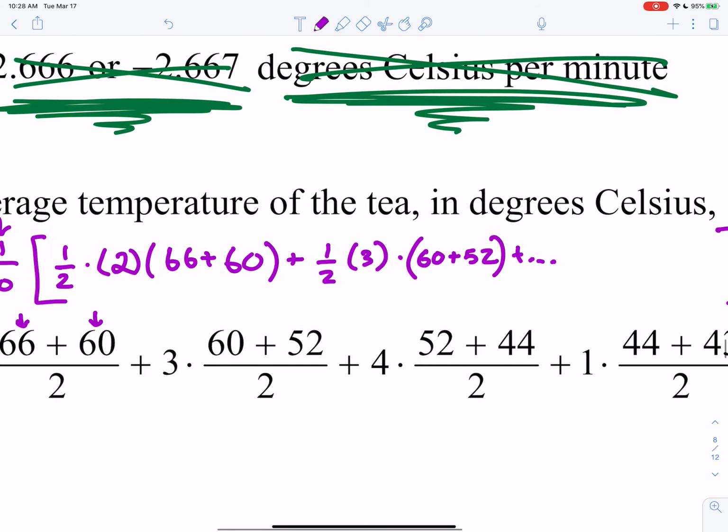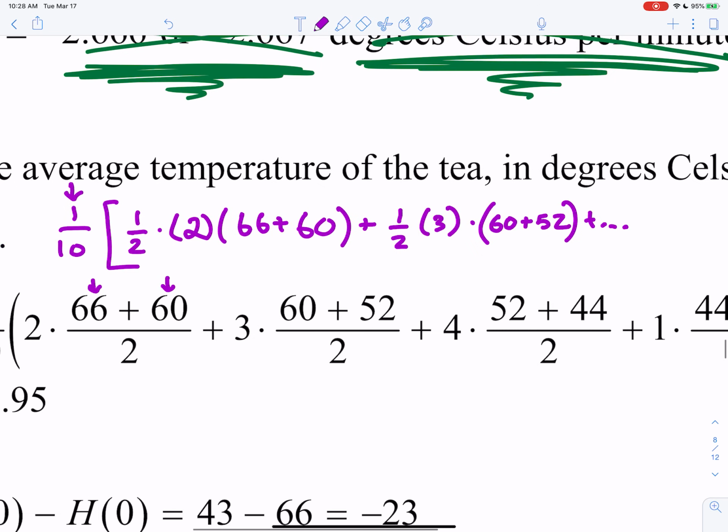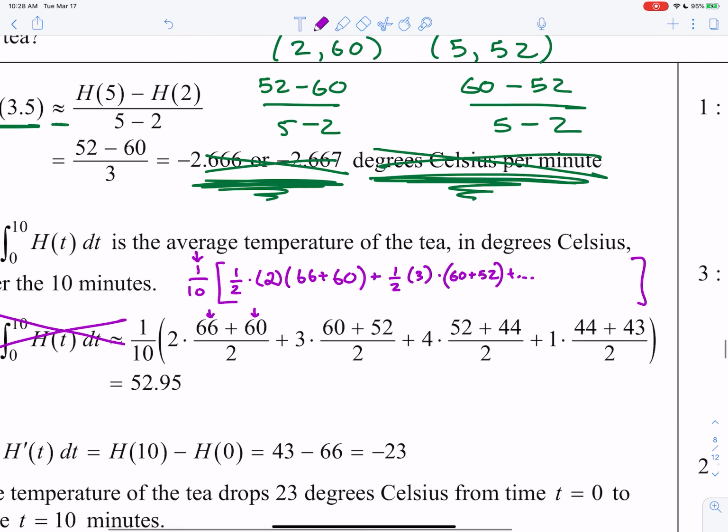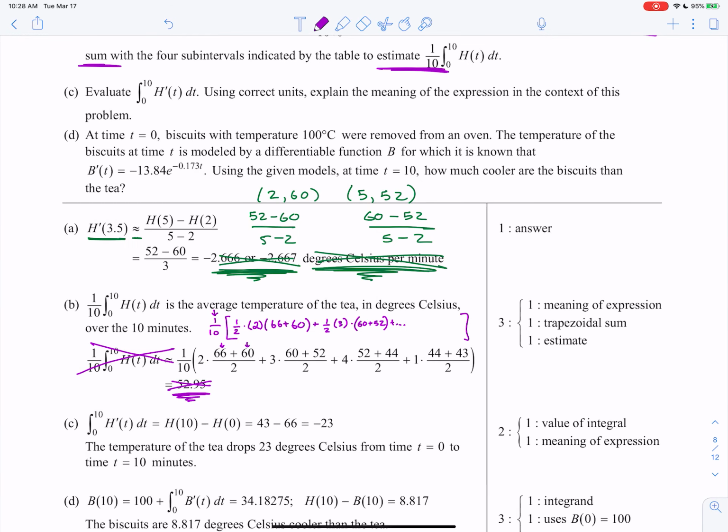I'm not going to keep writing everything out. Please don't put dots on your paper, okay? You want to focus on finishing it all the way through. But the moment you set it up, again, please leave it. Regardless if this is a calculator or non-calculator portion, I encourage you guys to just stop there. The scoring guideline goes all the way to 52.95. But remember, if you set it up and you stop, you automatically get 2 points there, okay? In regards to the meaning, you guys have to know that that 1/10 indicates an average, okay?